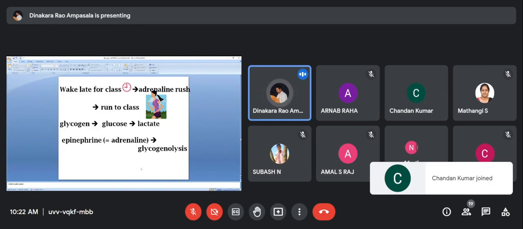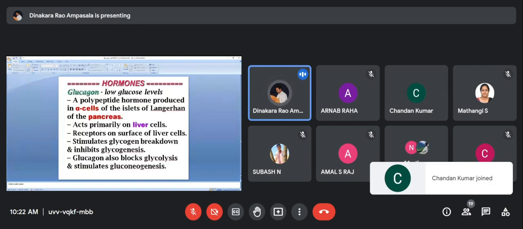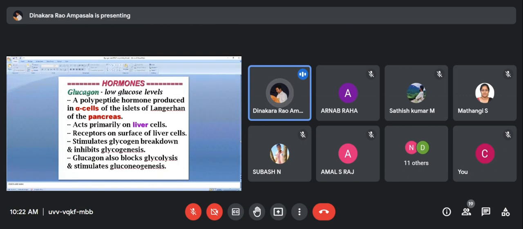Okay. So next, glucagon: when low glucose levels are present, glucagon will be released from the alpha cells and primarily acts on liver cells. Receptors on the cell surface interact with this glucagon and stimulate glycogen breakdown enzymes and inhibit glycogenesis. Okay, glucagon also blocks glycolysis and stimulates conversion of glucose from non-carbohydrates via gluconeogenesis. That's what we have seen.